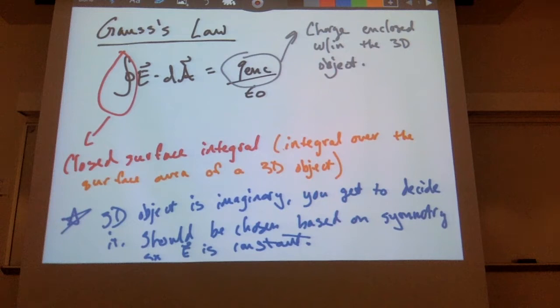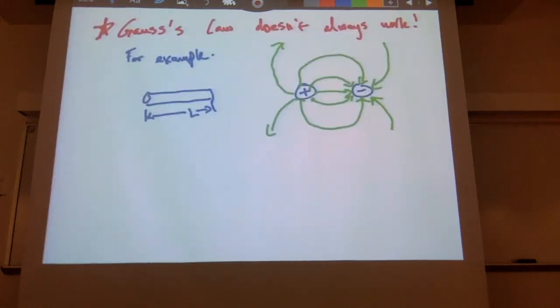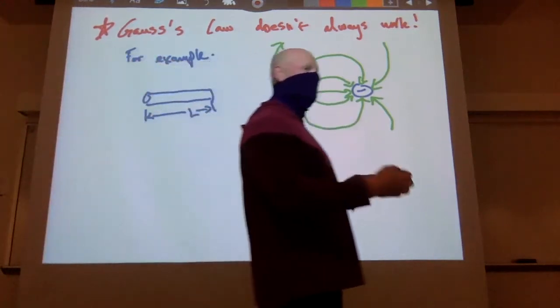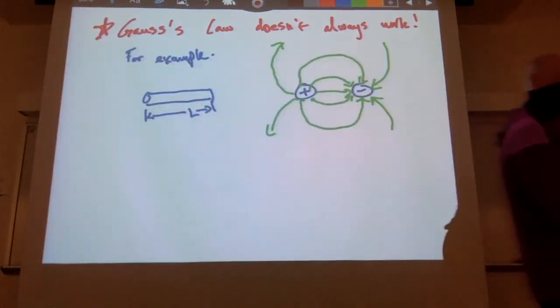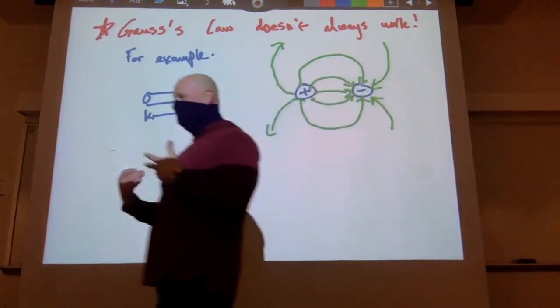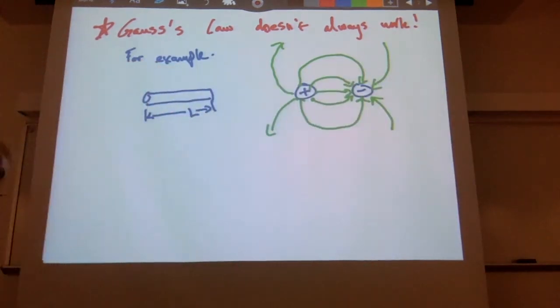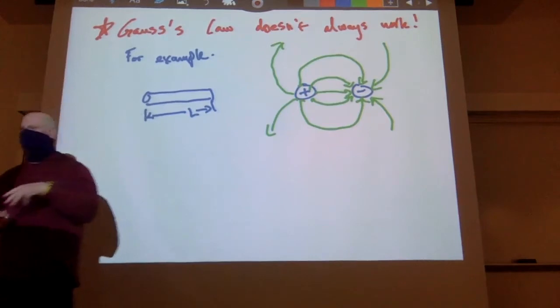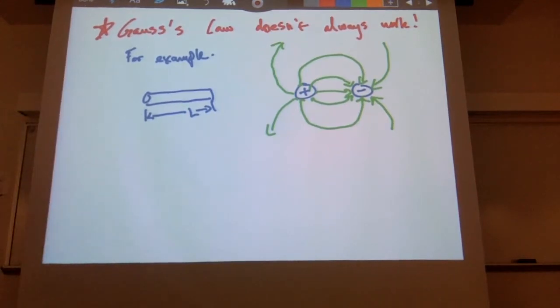However, there are some caveats. The first thing is Gauss's law doesn't always work, at least in this form. There are other forms of Gauss's law that we're not going to see in this class. I have two examples here. The left-hand side is a rod, which has a charge and a finite length. Anytime my object has a finite length, Gauss's law does not work.